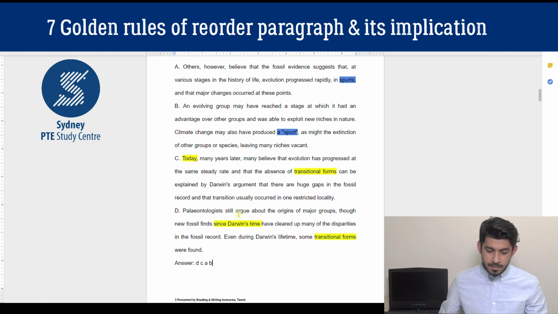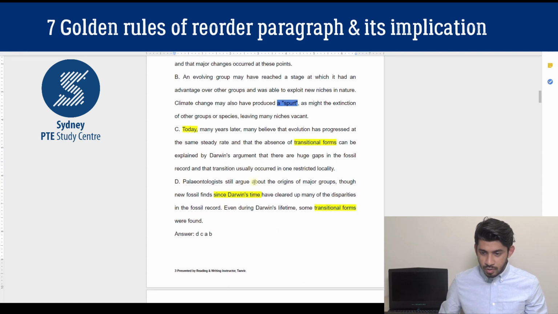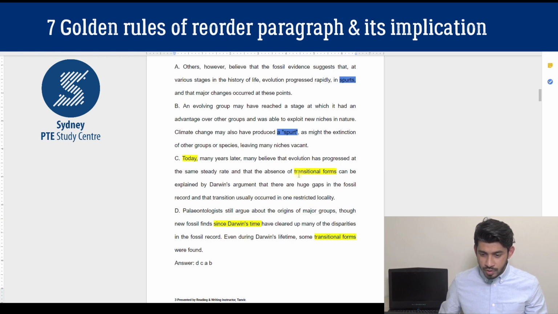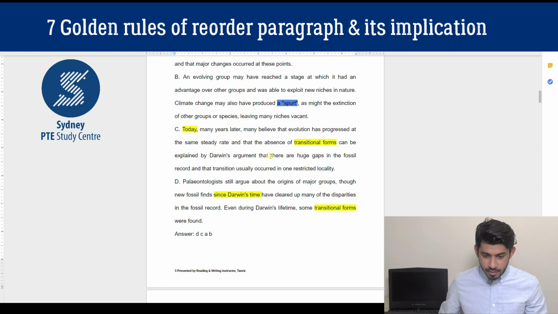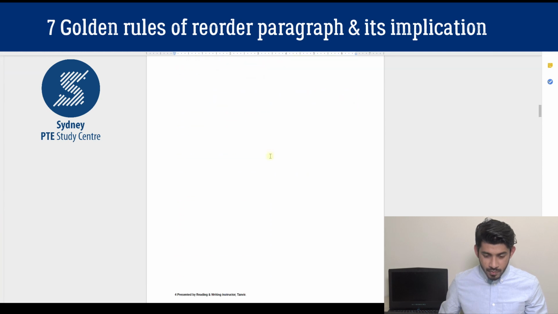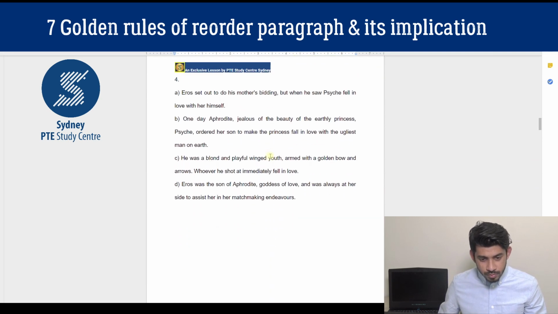A and B. Okay, so now you have only looked at 1, 2, 3, 4, 5, 6 words, and you can give the answer of that. Okay, then let's solve number 4.